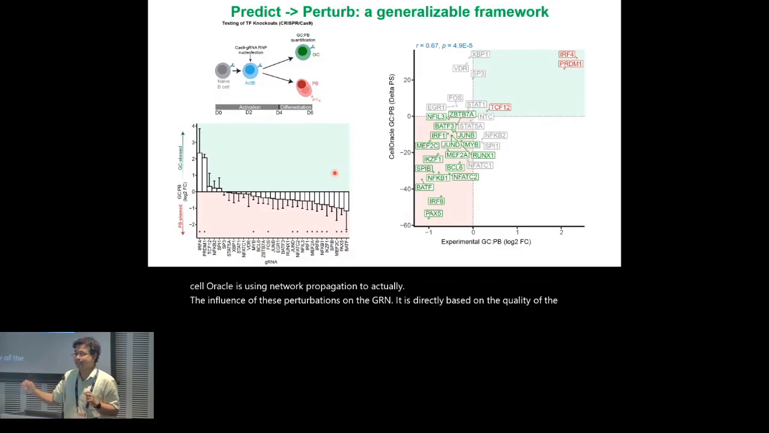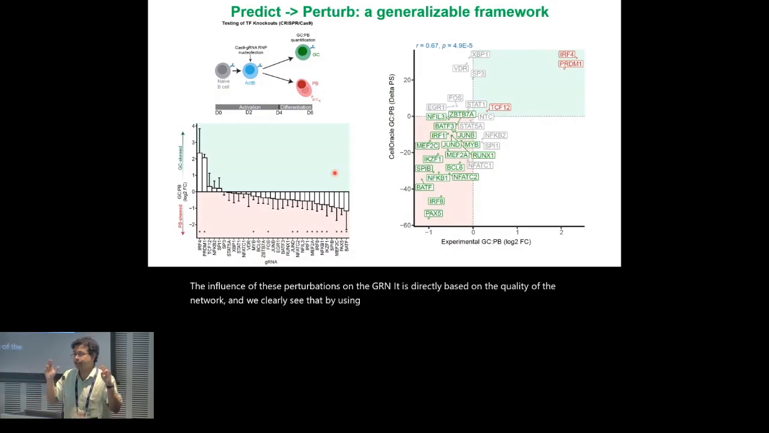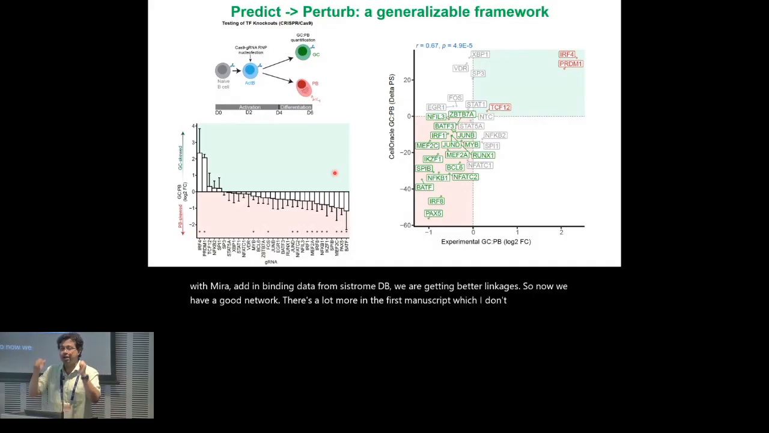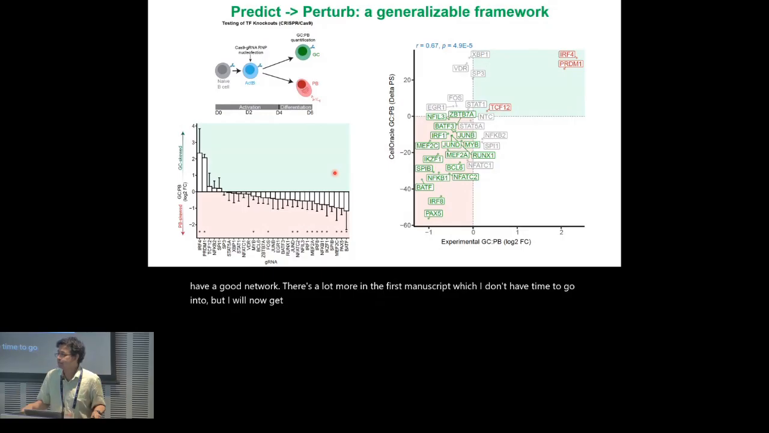And we clearly see that by using this better GRN, where we replace the base GRN with MIRA and add in binding data from SysTromDB, we are getting better linkages. So now we have a good network. There's a lot more in the first manuscript, which I don't have time to go into, but I'll now get to the interpretable machine learning part.